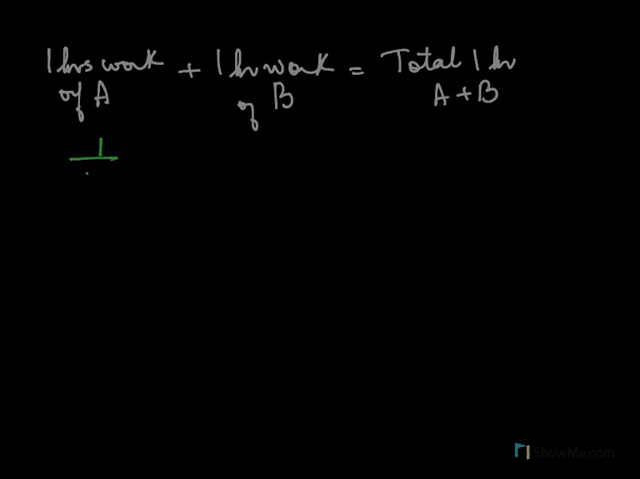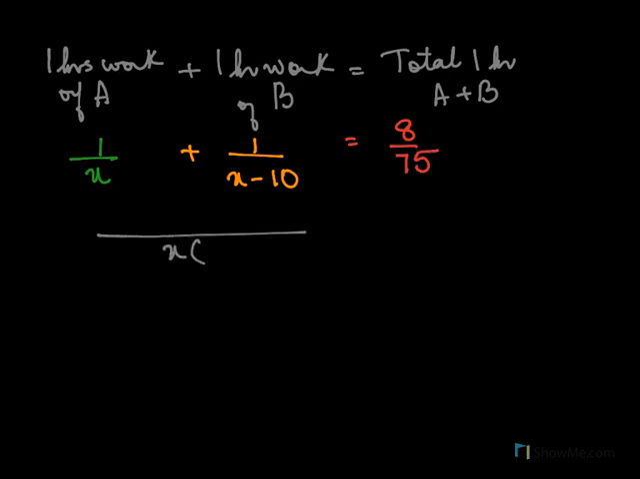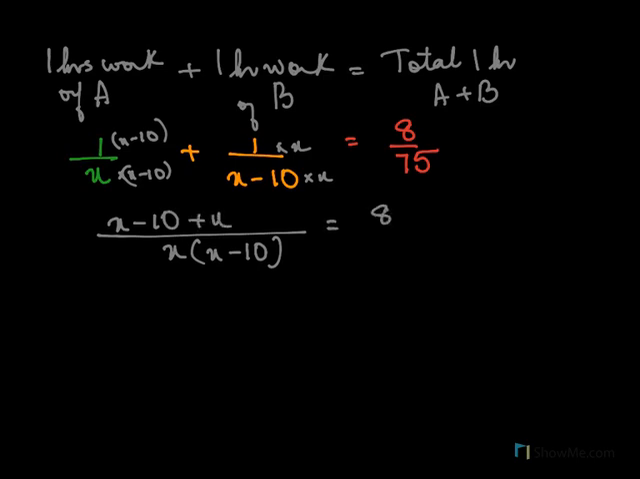And we know 1 hour's work of A was 1 by x, and that of B was 1 over x minus 10, and the total 1 hour's work was 8 over 75. So we have an equation now, we need to solve it. Here it will be x minus 10 into x minus 10, and here into x and into x. So here you will get x minus 10 plus x equal to 8 over 75.